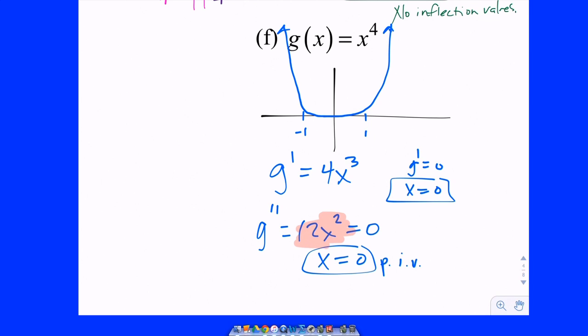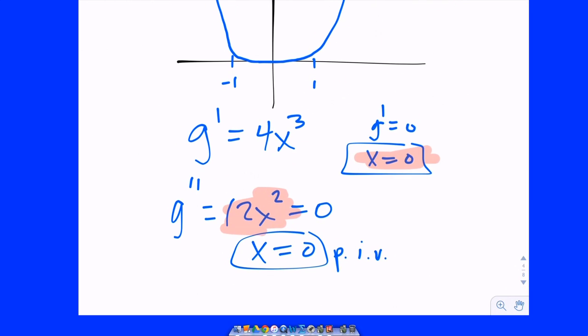Let's see if the second derivative test will work here. If I took my critical value of 0 and I looked at the concavity at 0, what's the concavity at 0?